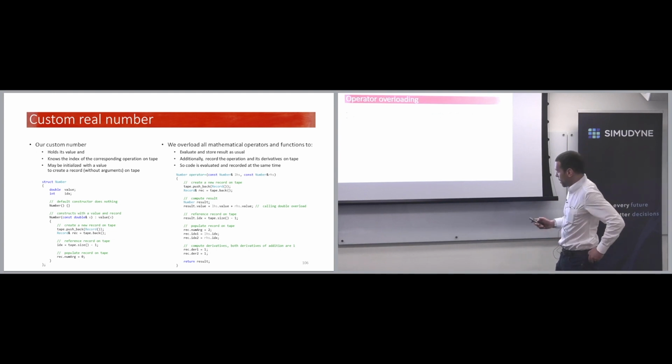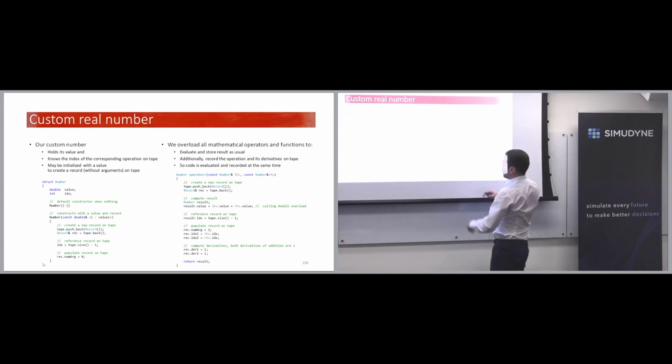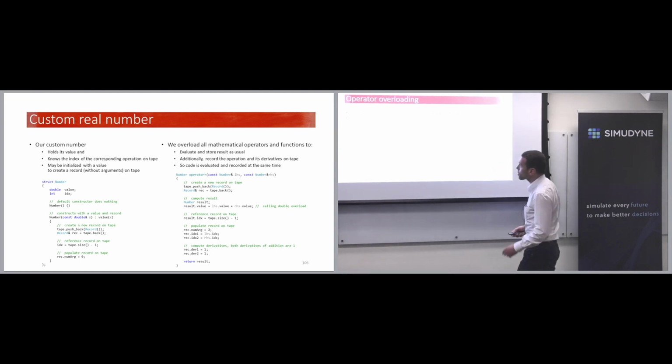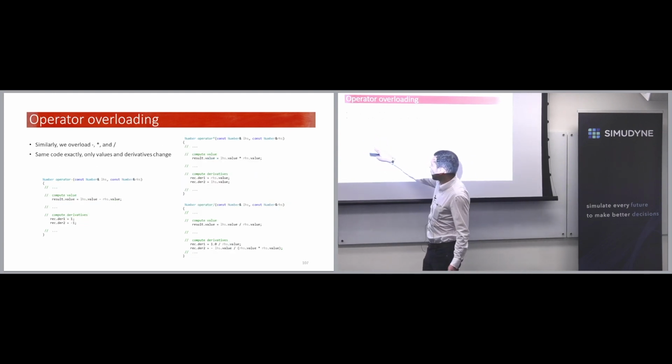So now we have the code for the overloaded binary operators, and it will be exactly the same. It will be an exact copy-paste of this code. The only lines that are going to change are how I calculate the value, this line here, result value, and how I calculate the derivatives. The rest of the code will be absolutely identical for all the overloaded operators. So let's look at the operator minus. The value now is the difference of the values. The partial derivatives are 1 and minus 1.